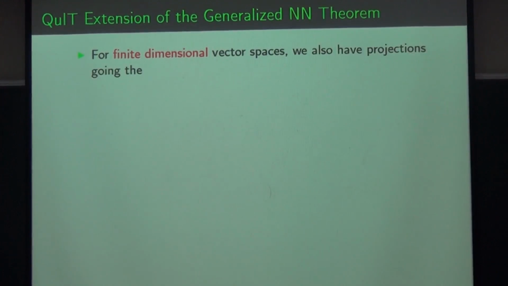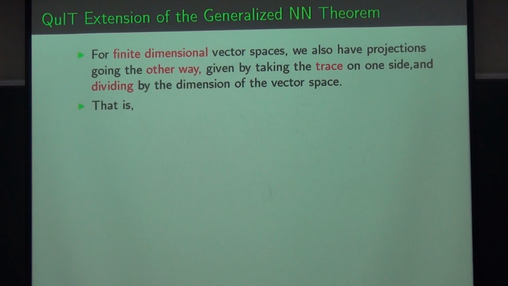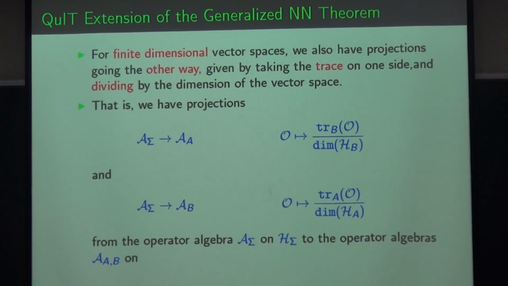Now for finite dimensional vector spaces, we also have projections going the other way, taking the trace on one side and dividing by the dimension of the vector space. So if these were all finite dimensional vector spaces, then those injections can be reversed into projections that take you back to the individual factors. So the algebra of operators on the full Hilbert space has two different maps to the algebras on each side, where to map to the algebra on the A side, you just take the trace over the B degrees of freedom, and vice versa.